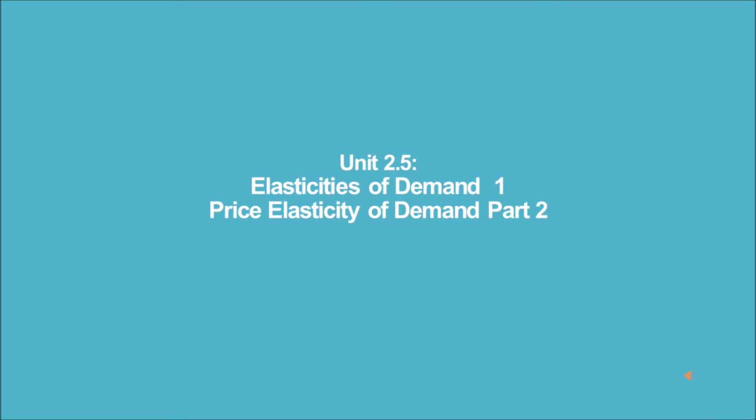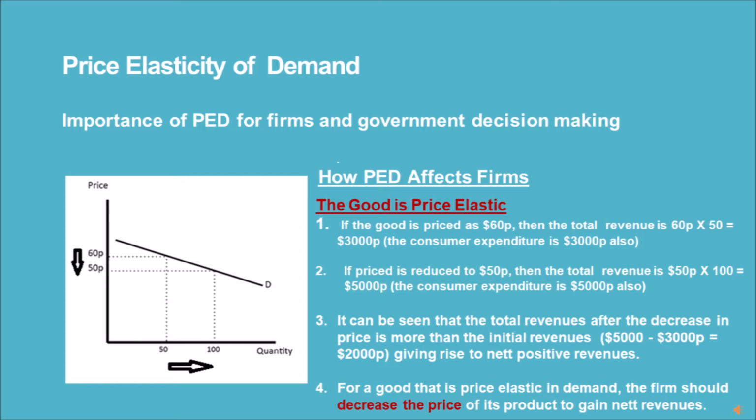Unit 2.5. Elasticities of Demand 1. Price elasticity of demand Part 2. Importance of PED for firms and government decision-making. How PED affects firms. The good is price elastic.